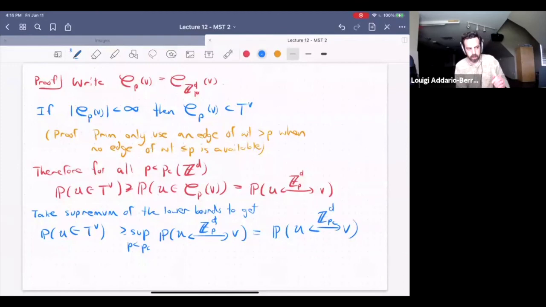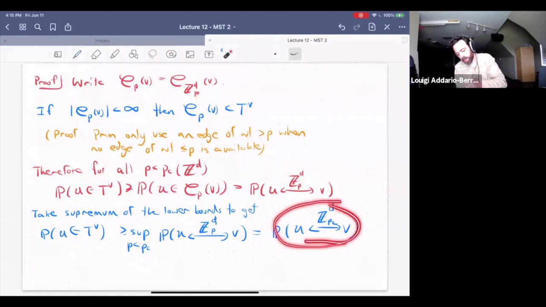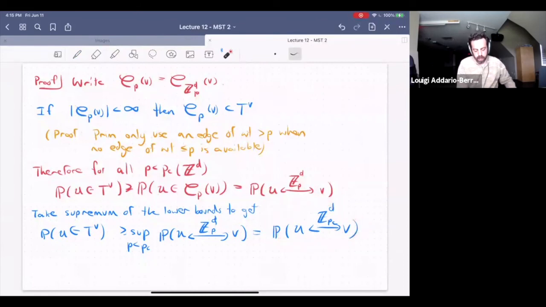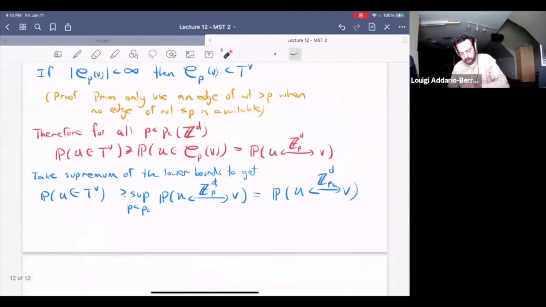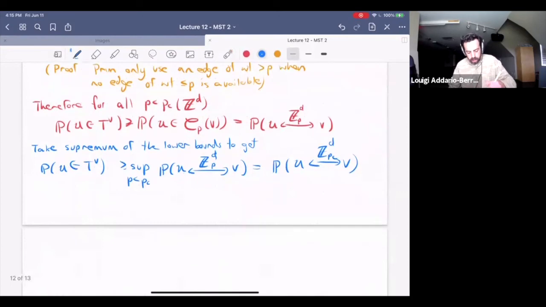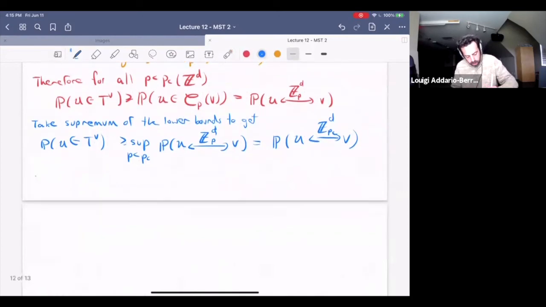Okay, so that's an upper bound on the probability that two far off vertices are connected, given in terms of the Prim tree, right? It says that they're less likely to be connected at criticality than they are to be in one another's Prim trees. Okay, but now we can get a lower bound on this using Burton-Keane and the FKG inequality.